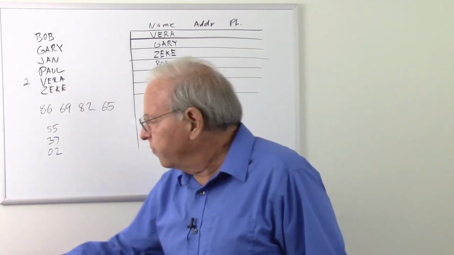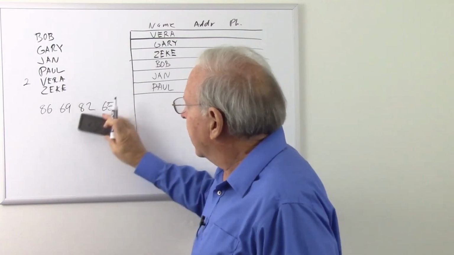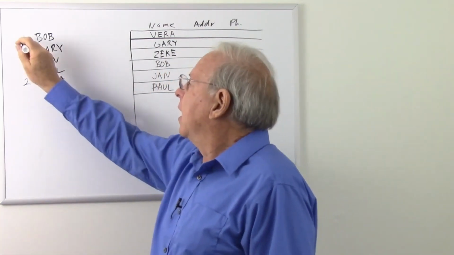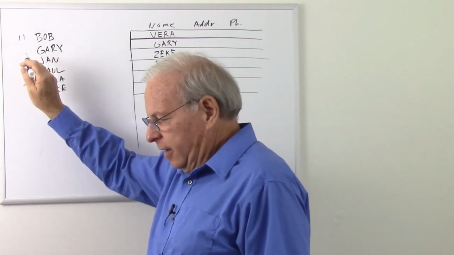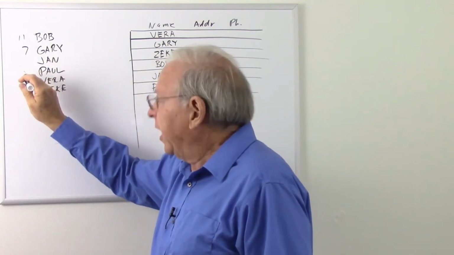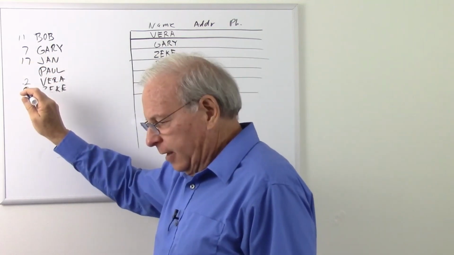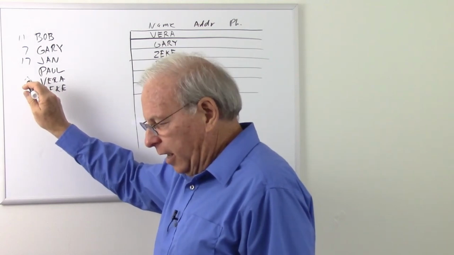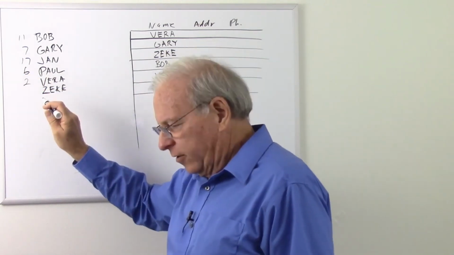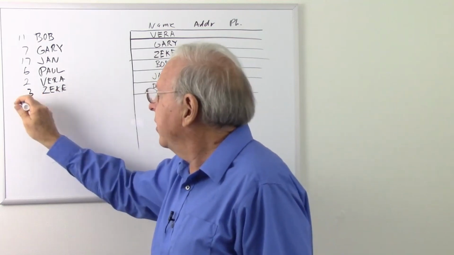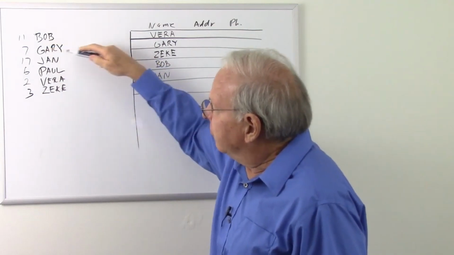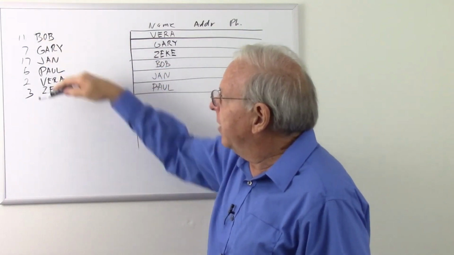And I'm going to do this for all of my entities over here. I have these alphabetized, but they don't need to be. Bob is going to be 11. Gary is going to be 7. Jan is 17. Let's see, Paul is 6. And Zeke is 3. So those are the decimal numbers that I get by running each of these through a checksum. So here are my hash values.